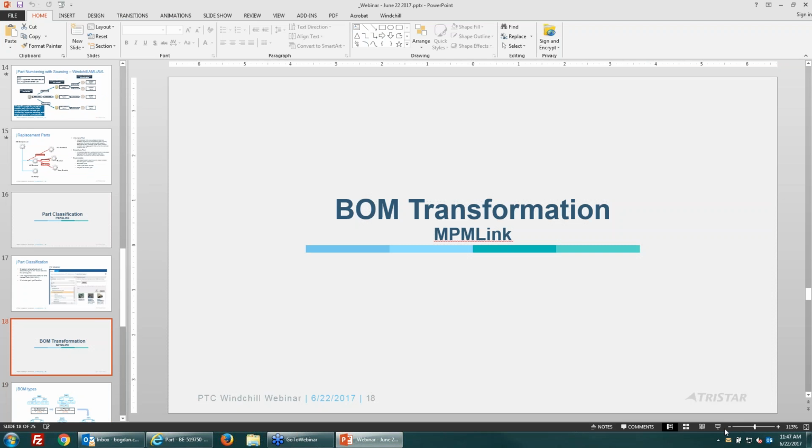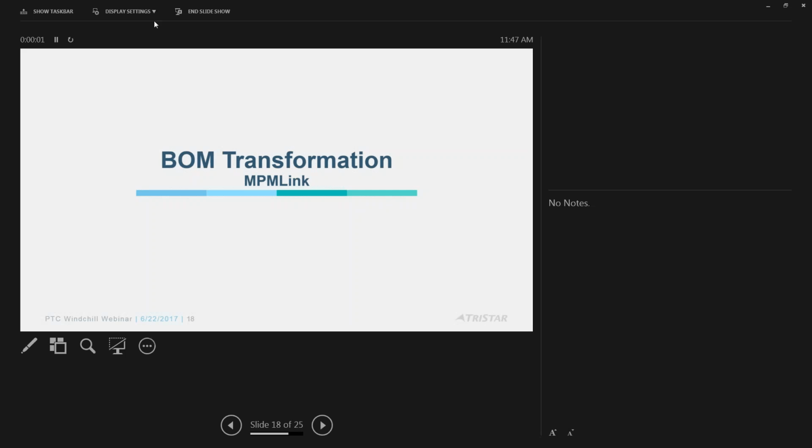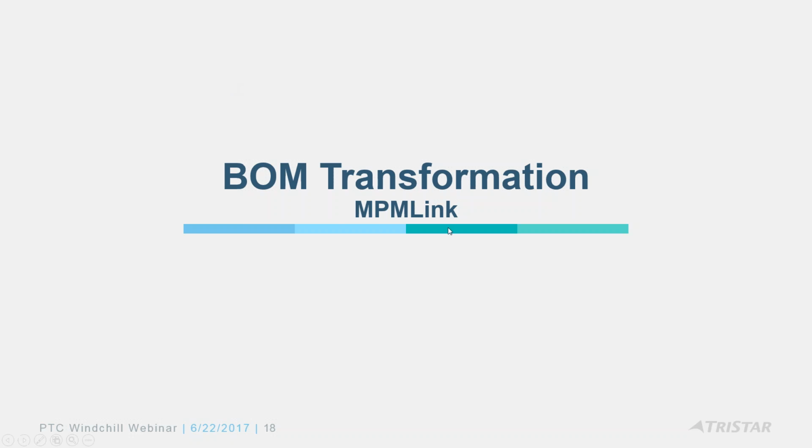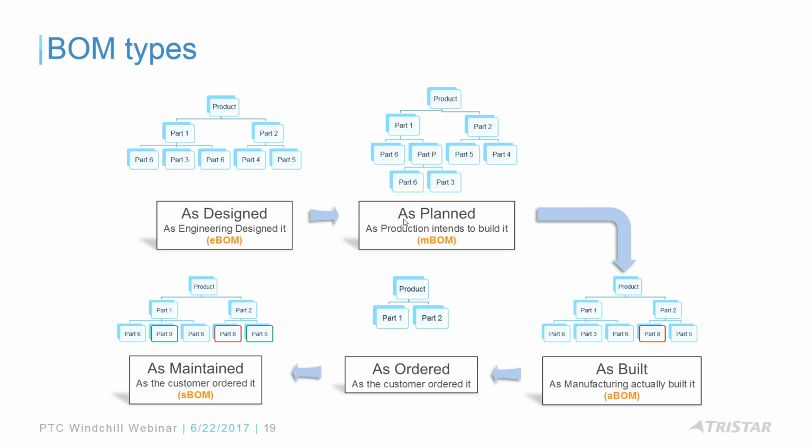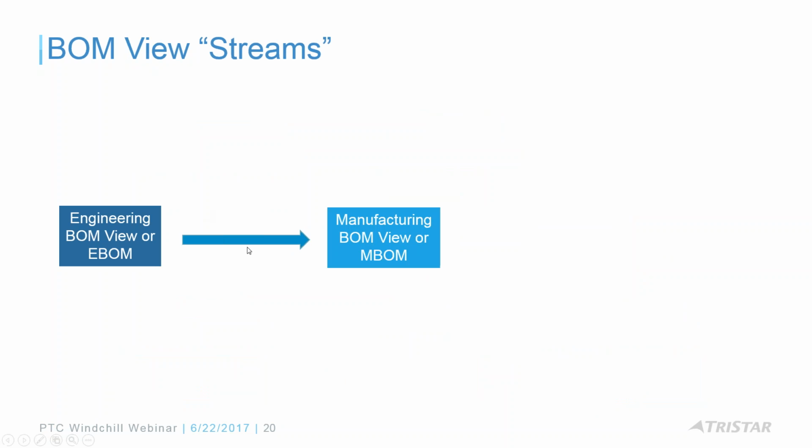Okay, so that was a quick example of the classification. Let's take a look at how we can now transform BOMs in Windchill. Typically different BOMs are going to be required for different stages within a company. Planning purposes, ordering, manufacturing. Windchill has the ability to define different BOM views.